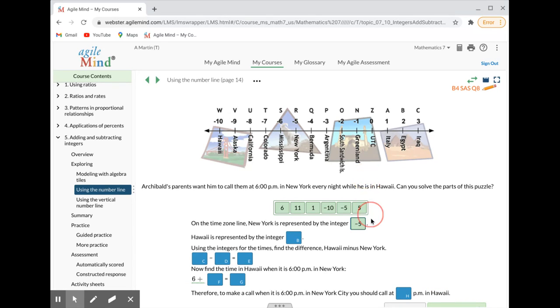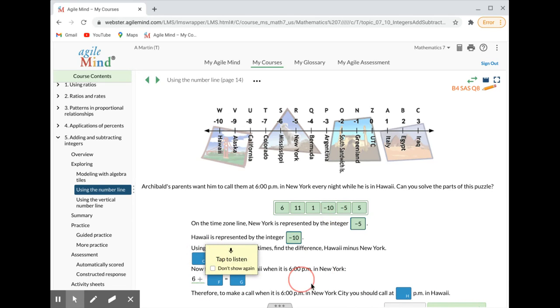I don't know. I blanked out. Look on here. Look for the integer that is represented by Hawaii. So find Hawaii, and then we're going to go up and see what integer it is. What integer is that? -10. Yeah, -10. All right, Grayson.